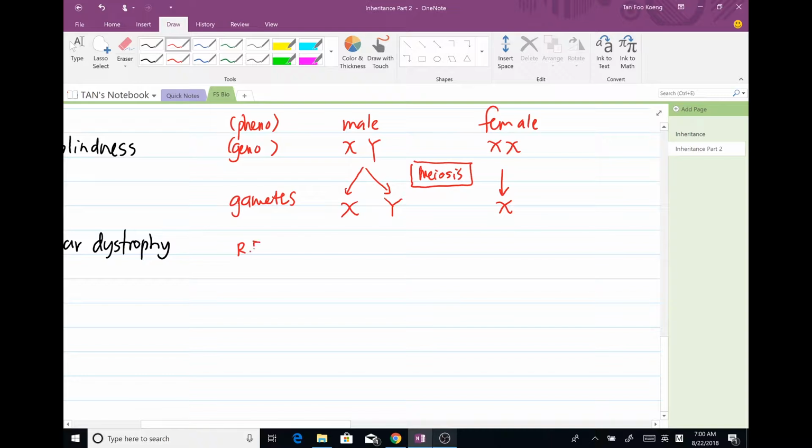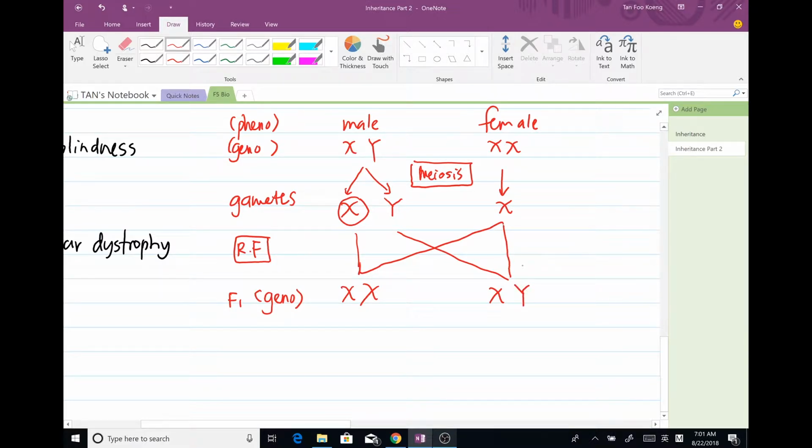During random fertilization, this X gamete can fertilize with X gamete from female, giving rise to the F1 generation with this genotype, which is XX. The Y chromosome can also fertilize with the X chromosome, there is equal chance, to get X and Y. Remember to write the dominant allele first.